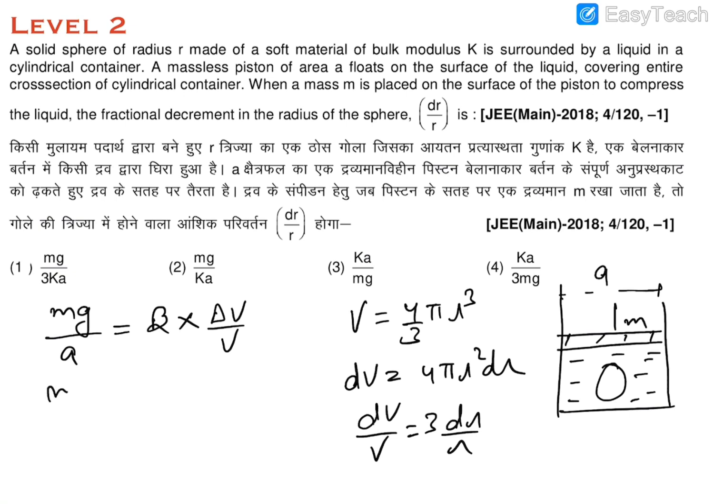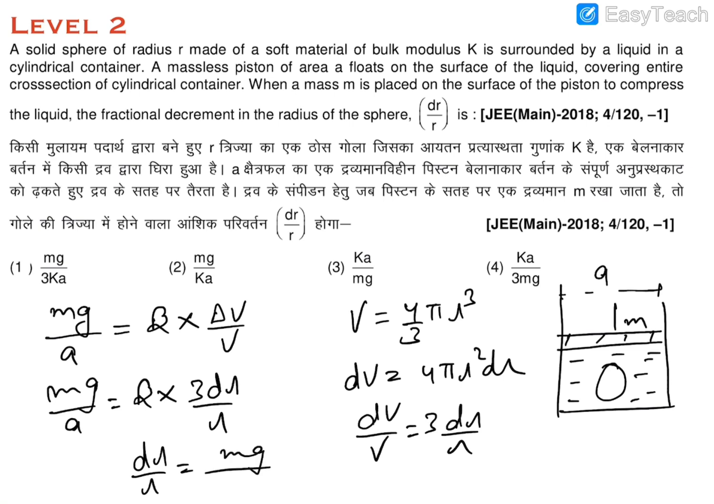So mg by area is equal to bulk modulus into 3 dr by r, and therefore dr by r is equal to mg by 3A bulk modulus, and bulk modulus here is given as k. So the correct answer will be option number A. Now we move on to the next question.